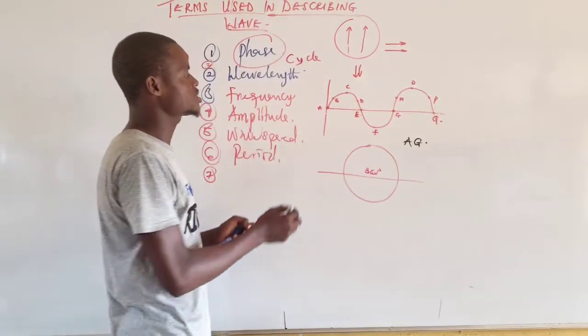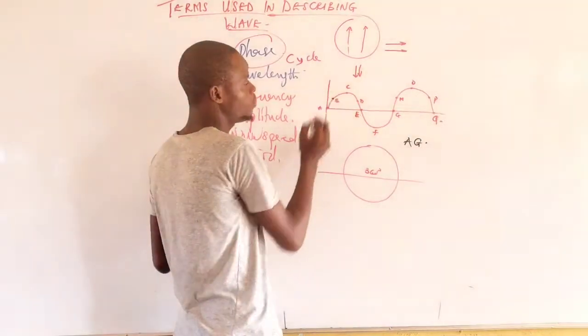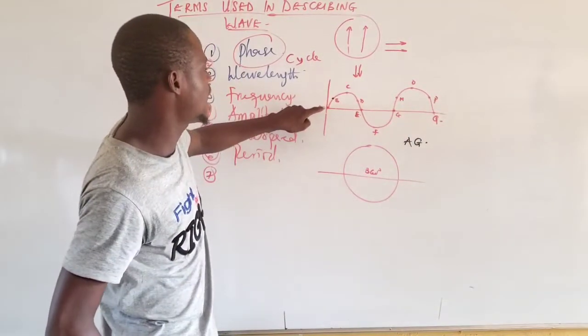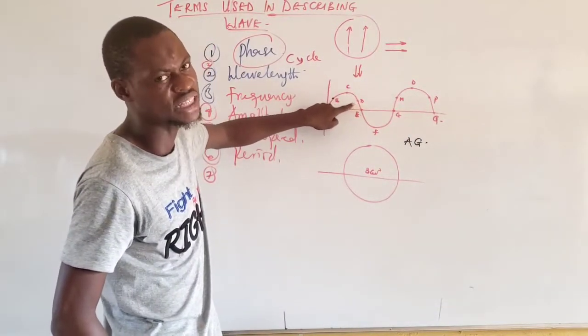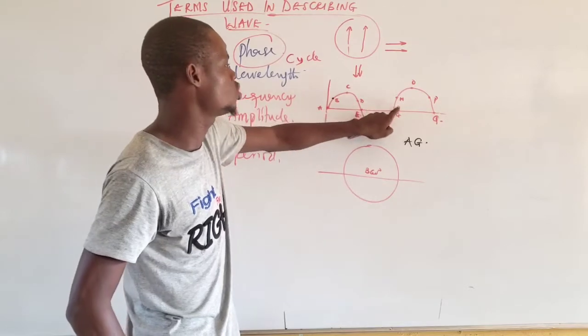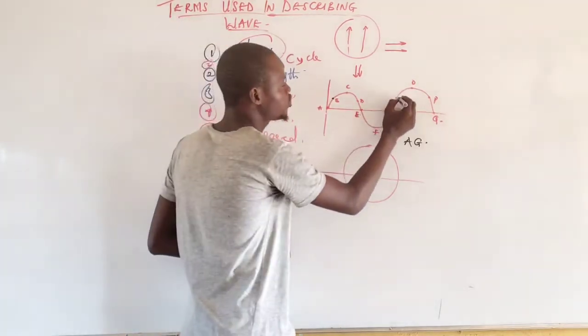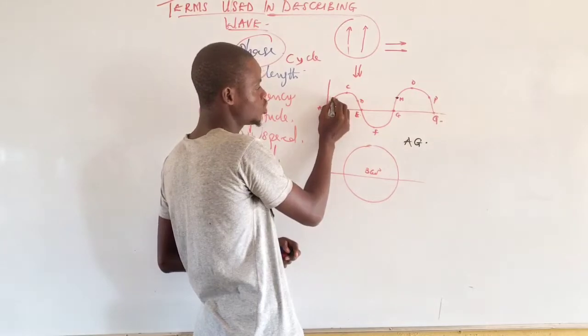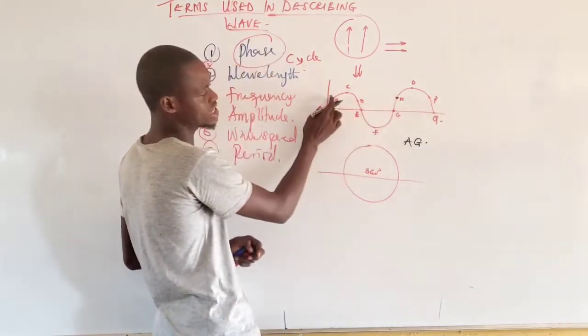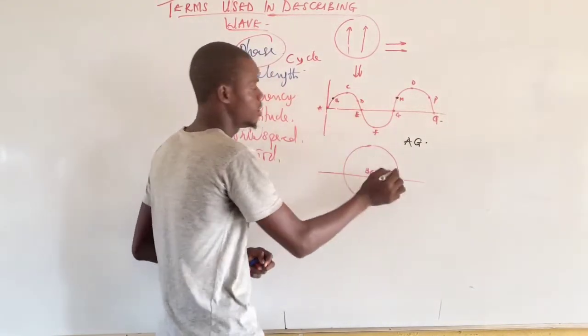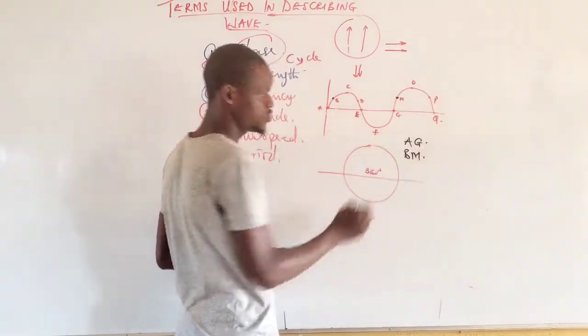The same thing applies here. Particle B is at the start of the first half cycle, while particle M is also at the start of a half cycle. Look at where their starting points are: B and M are in phase.